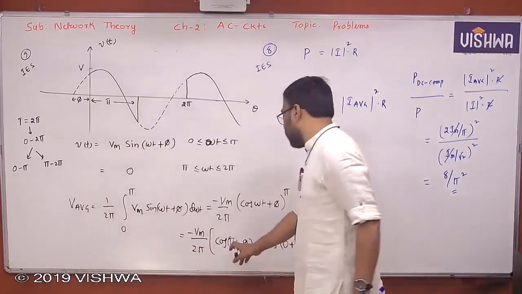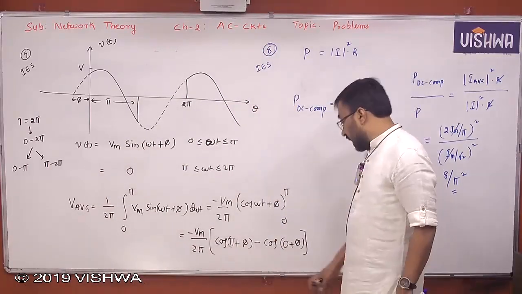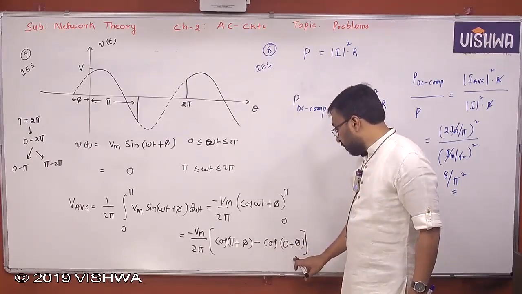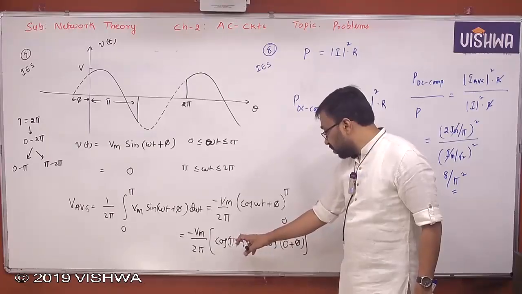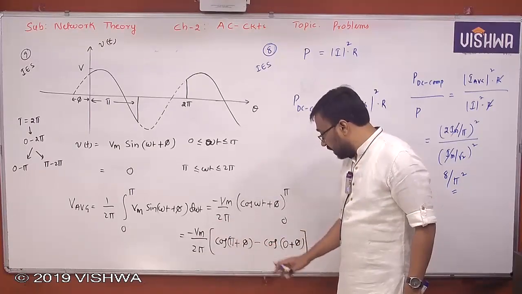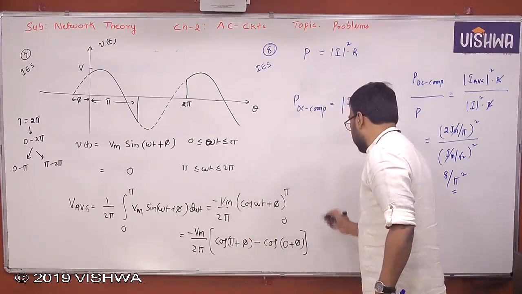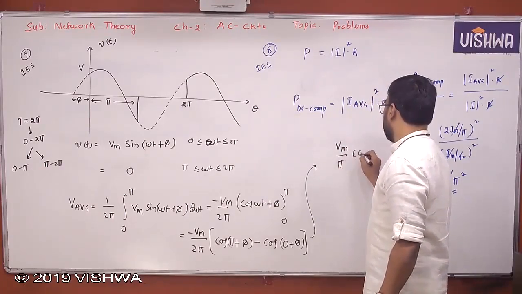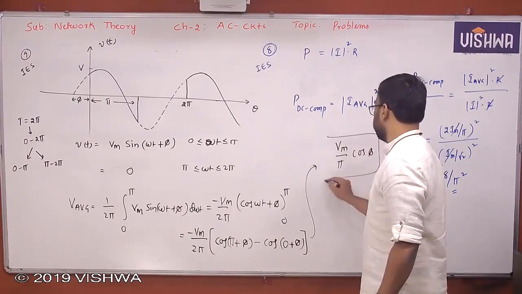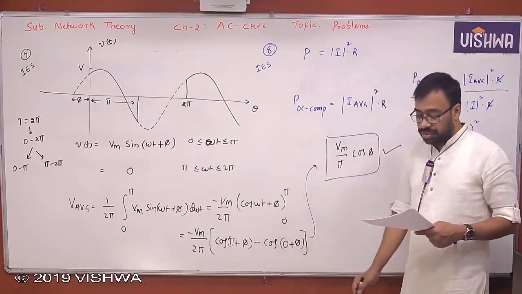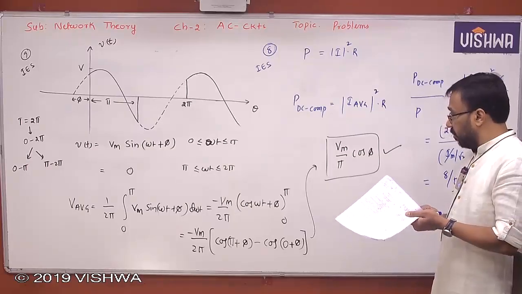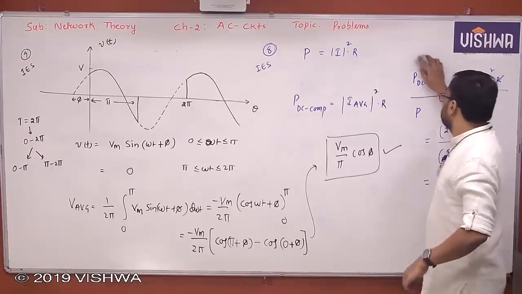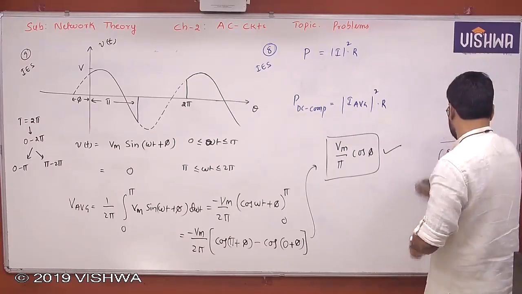Understand all of you? So you can simplify: cos of pi plus phi is nothing but minus cos phi. Minus cos phi and minus cos phi, that means minus 2 cos phi. Minus into minus gives plus, the 2 gets cancelled, and finally you are left with V max by pi cos phi. This is your answer. So option A is the correct answer in the given 4 options. Quickly note down the 9th question.